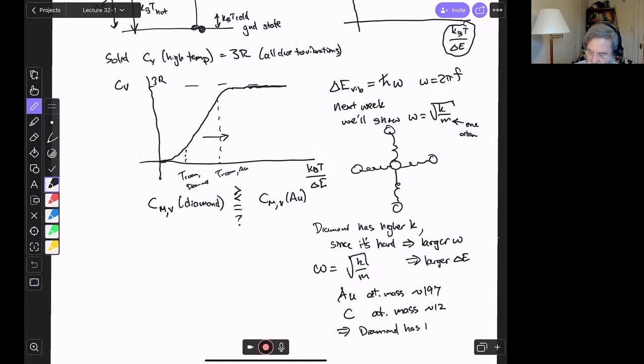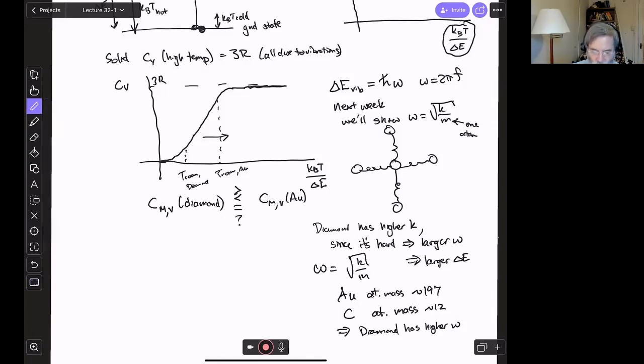omega. So both effects are working in the same direction. Both the stiffness of the diamond and the lower atomic mass are making the omega higher. That's the angular frequency of vibrations. That means that at room temperature, KBT is smaller compared to the quantum level spacing. And so those modes are more frozen out and the heat capacity is lower.